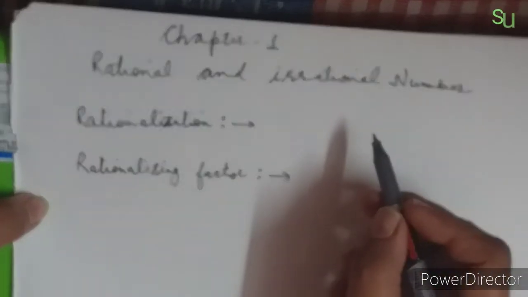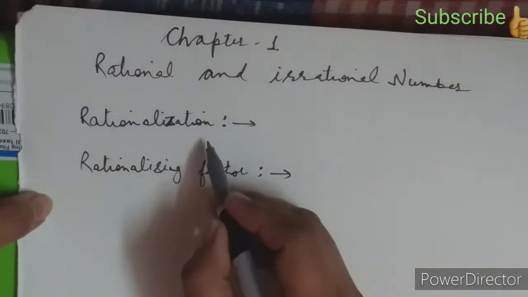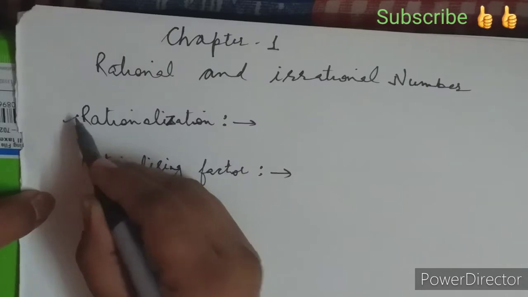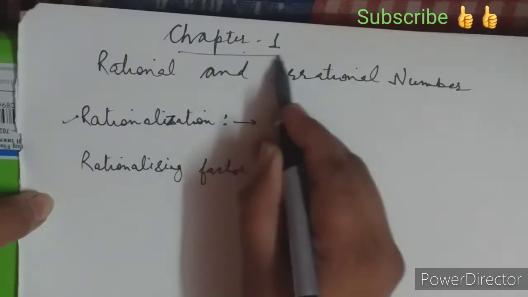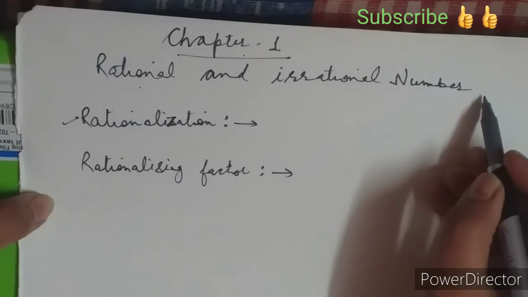Hello viewers, today I am going to discuss a very important topic called rationalization from chapter number 1, Rational and Irrational Numbers of ICSE Maths class 9th.